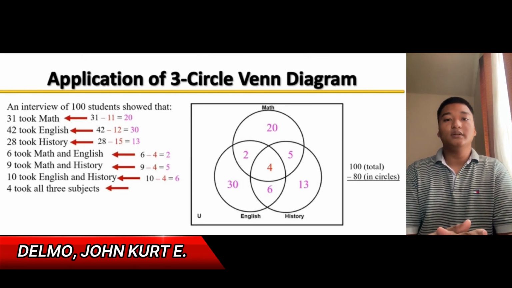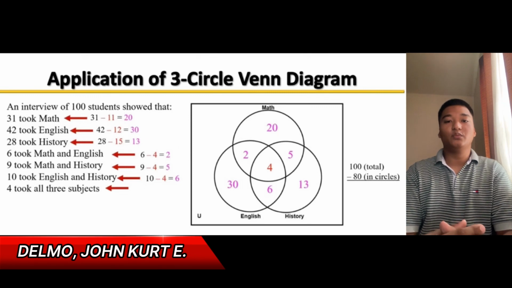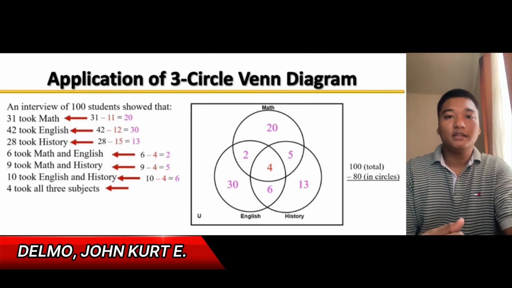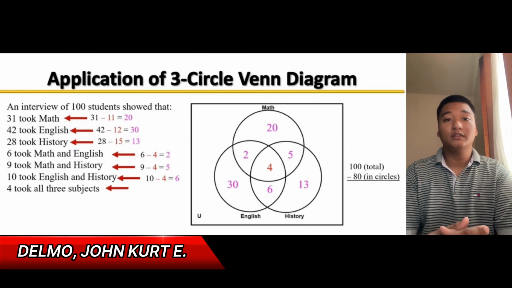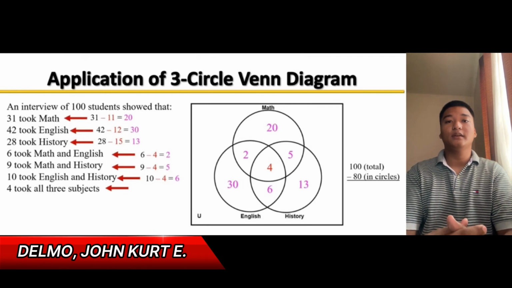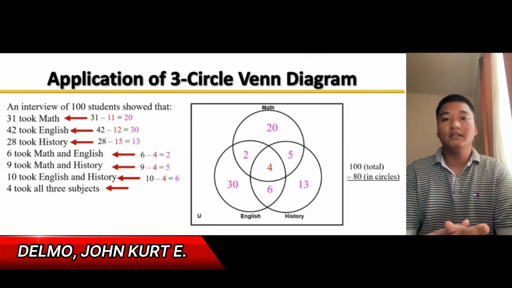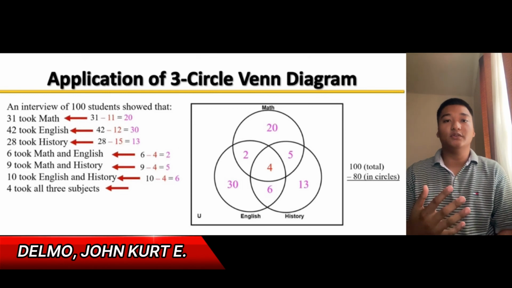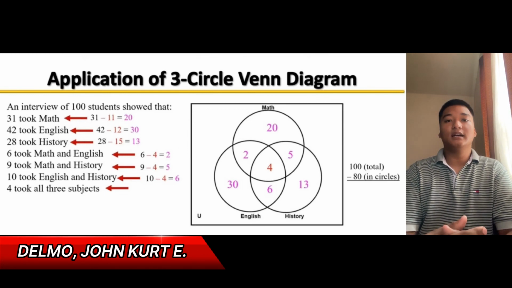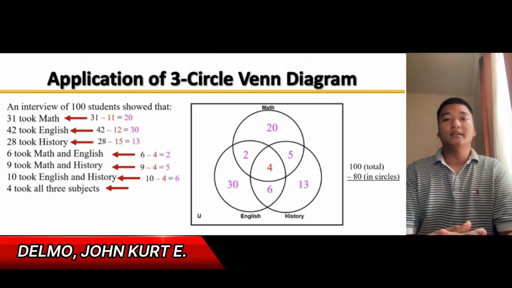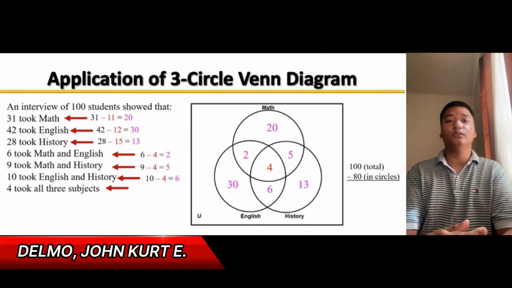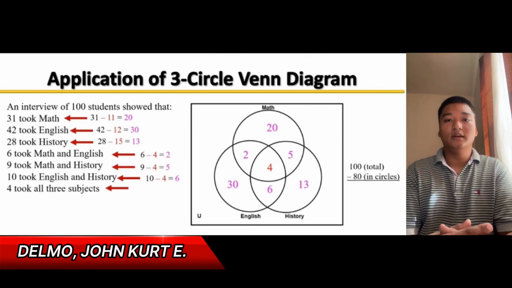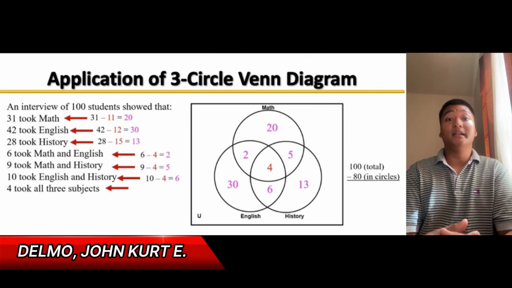Now we're going to do the only areas, so we'll start with math. In math, there were 31 students. As you can see, there are already numbers in the math region: 2, 4, and 5. So we subtract 11 from 31. 31 minus 11 equals 20... as stated, 21 students took math only.